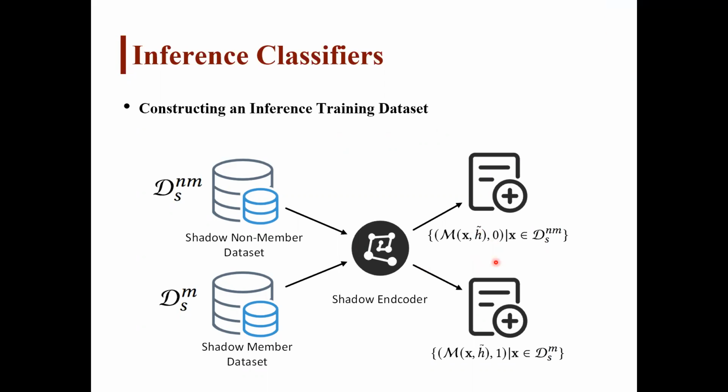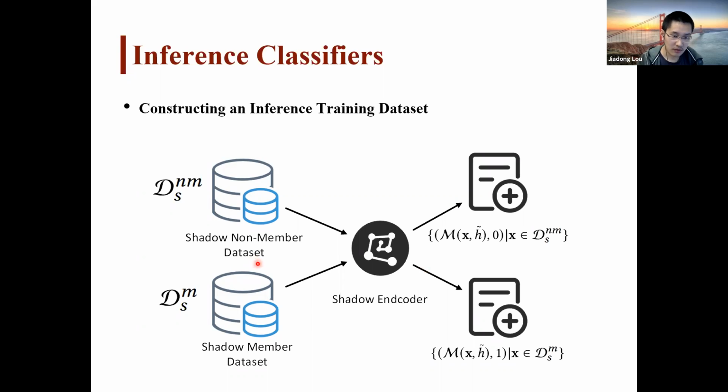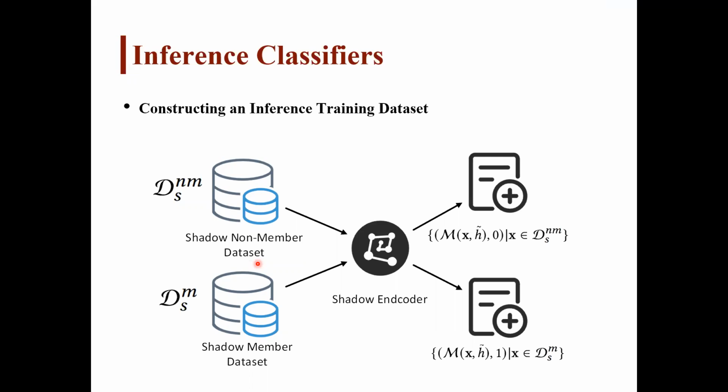So where are these two datasets? Where do they come from? They all come from the shadow dataset. If the inferior knows the data distribution of the training dataset, they will use some dataset that has the same distribution. If they do not know this, they will randomly pick some data and split it into two parts, the non-member and the member. But what's the criteria to split these two parts?